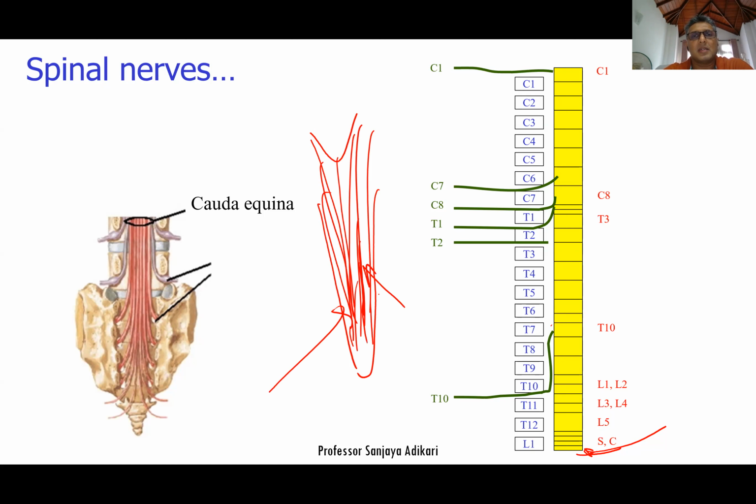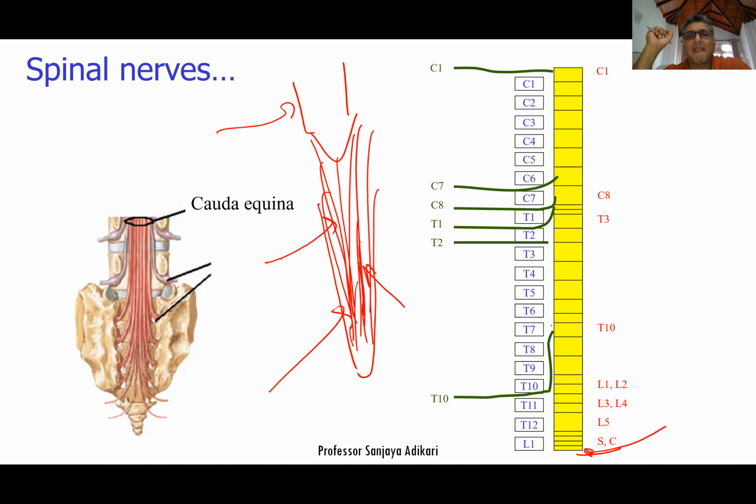When you do a lumbar puncture, you don't do it high up because of the risk of damaging the spinal cord, but you freely do a lumbar puncture down here. It's like, if I give you a needle, can you put the needle through your hair and damage your hair?